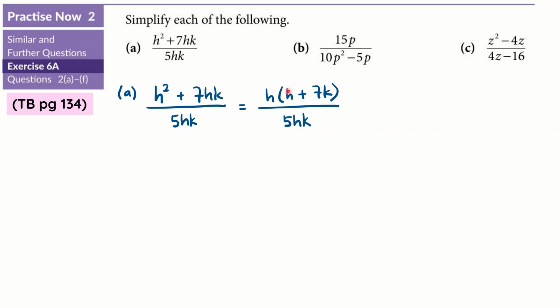Now that we have it expressed in this manner, we see that I can divide the entire expression in the numerator by h and then also by h in the denominator. So I will divide by h in the numerator and the denominator to get a simplified fraction of h plus 7k over 5k. Hence, this would be the answer for part A.